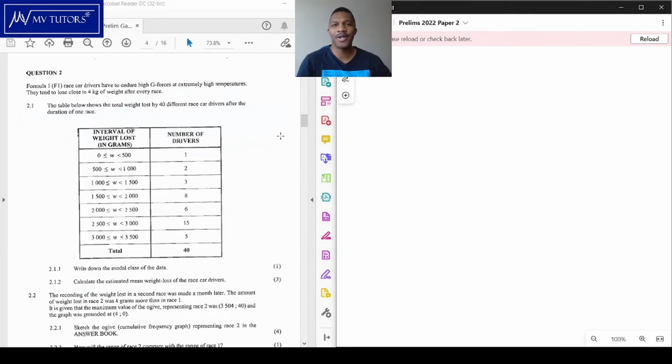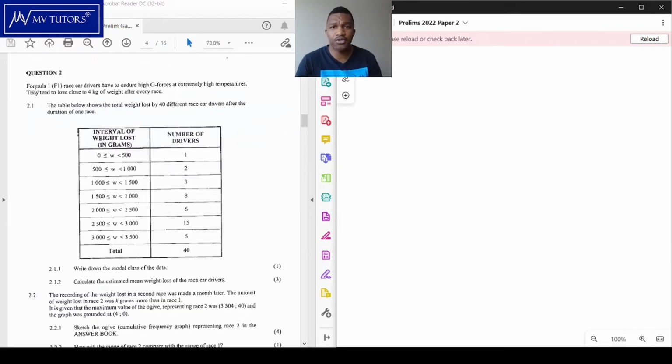My name is Figa Manana, and we are doing the prelims for 2022. We are now on question number 2 of paper number 2, and this is the Gauteng version, so just know you just wrote this, and we're just doing the memo ourselves. We're not doing it off the official memo. So if you have another way of doing these questions, please let us know in the comment section. Let us share in this knowledge.